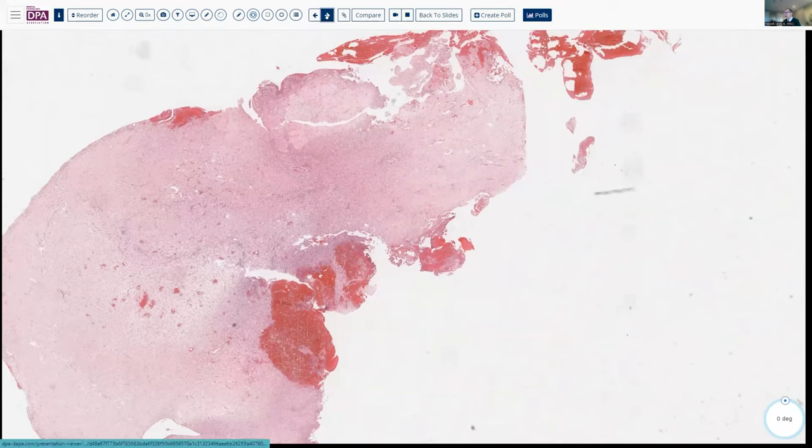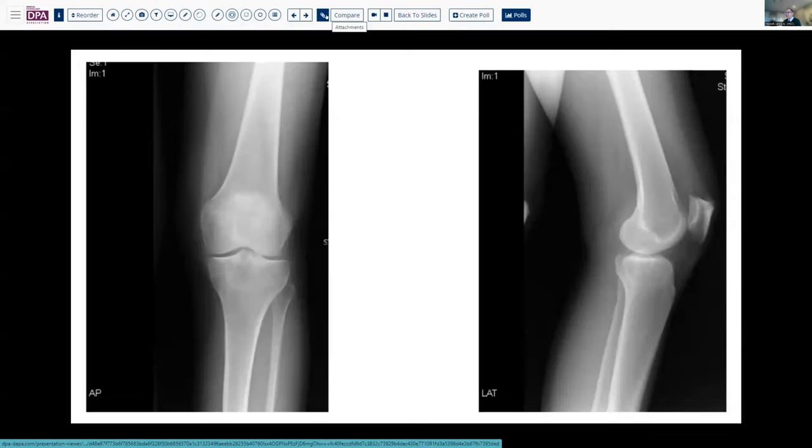All right, we'll go on to case three. Again, starting with the radiograph. So we've moved to the lower extremity here. This is a lesion that sometimes our students have some difficulty with. You know, you kind of go, where's the lesion?